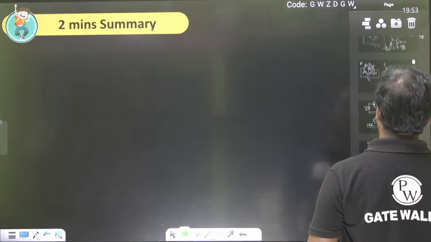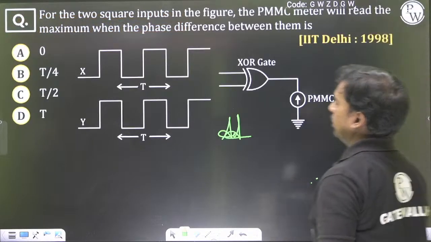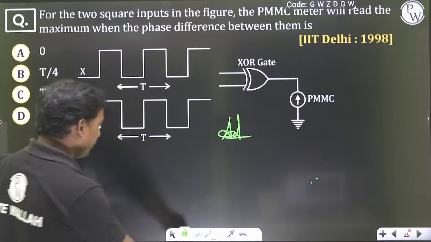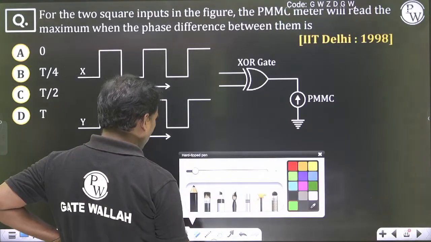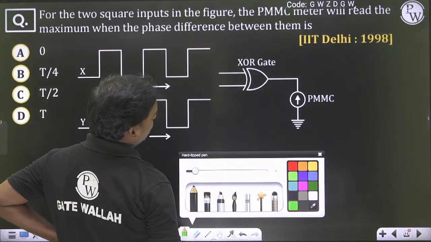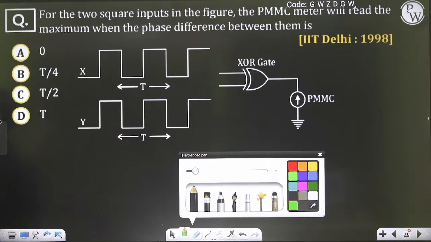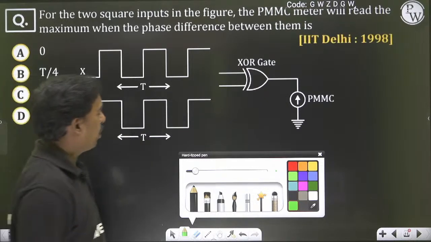Somewhat you should understand the logic of digital. For the two square inputs in the figure, the PMMC meter will read maximum when the phase difference between them is what? It is given as an XOR gate. So what is the truth table of the XOR gate? PMMC has to read means PMMC has to get 1. So how to understand this question?